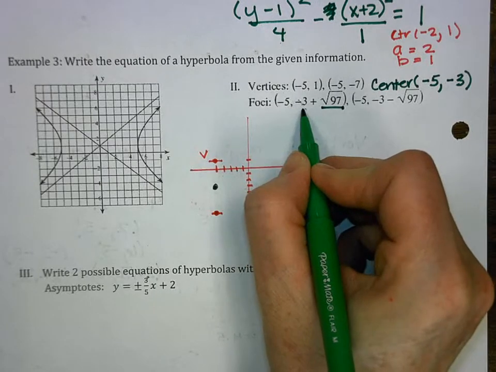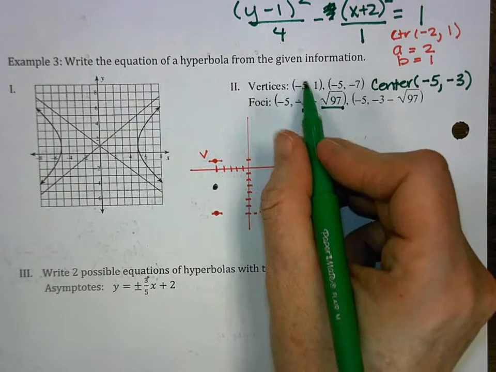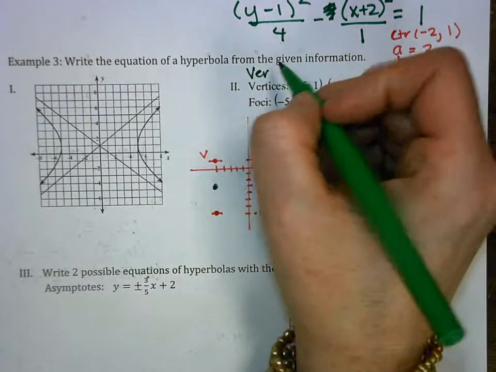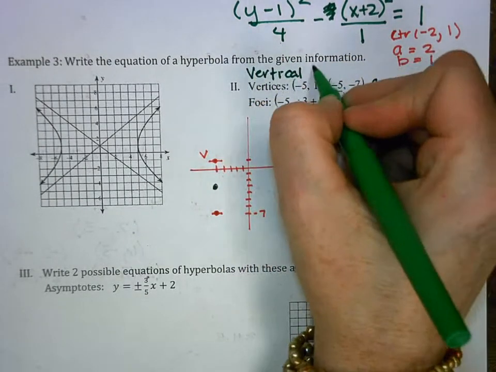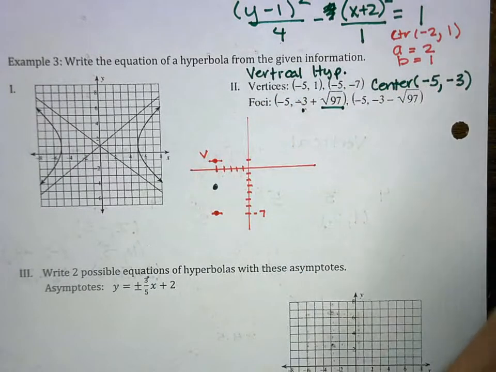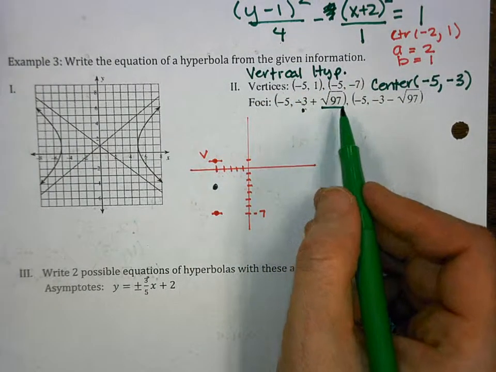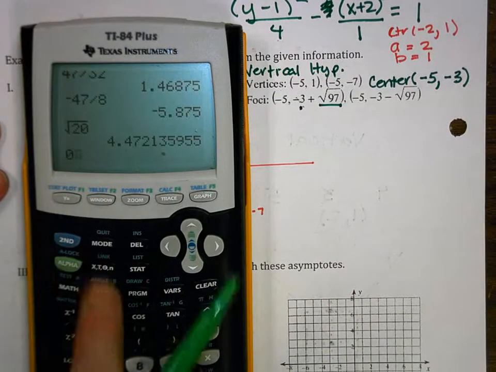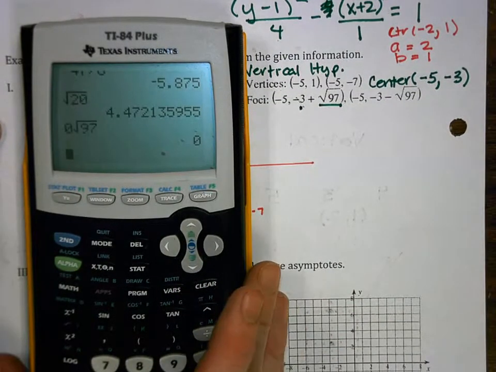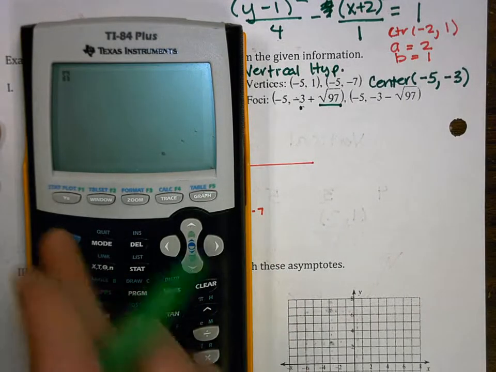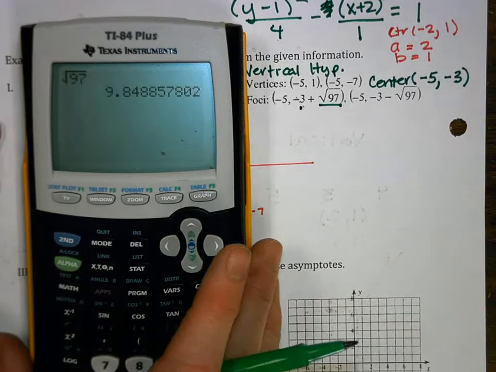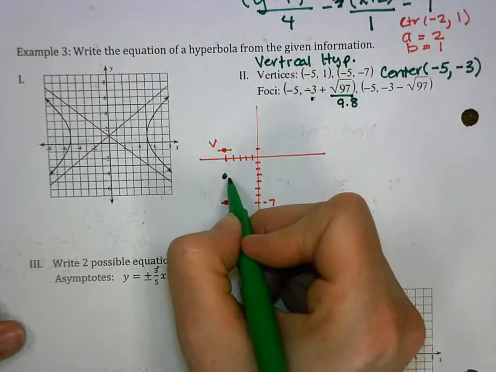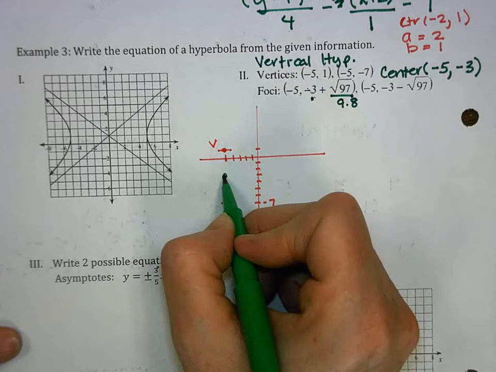We also have the foci. So it's this number added to the center along the y-axis. So this is going to be a vertical hyperbola. Vertical hyperbola. So radical 97, let's see what that is in decimals. 97. Well, 9.8. So that is 9.8.